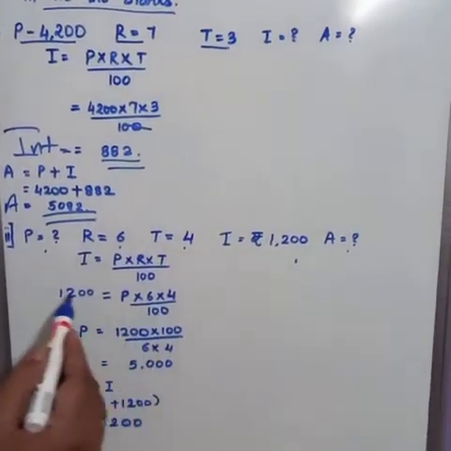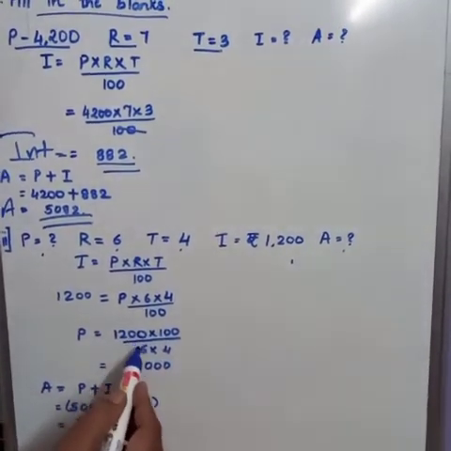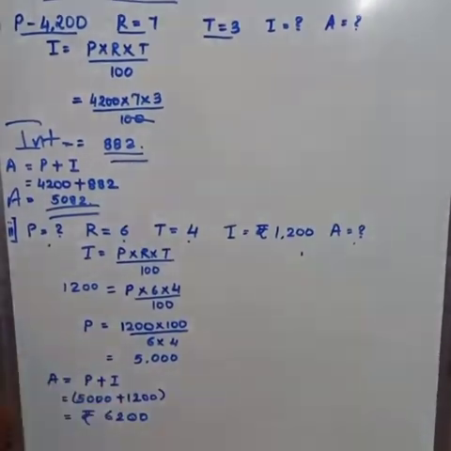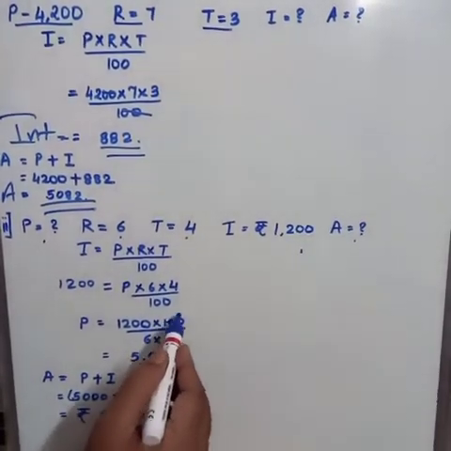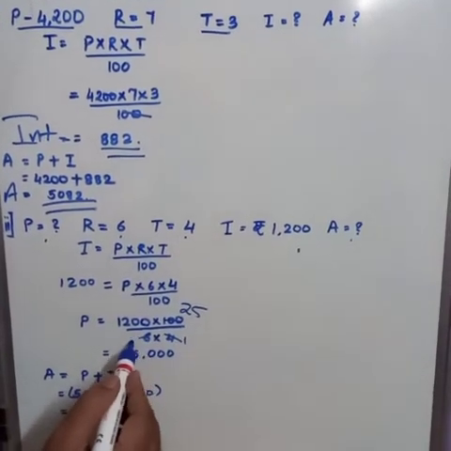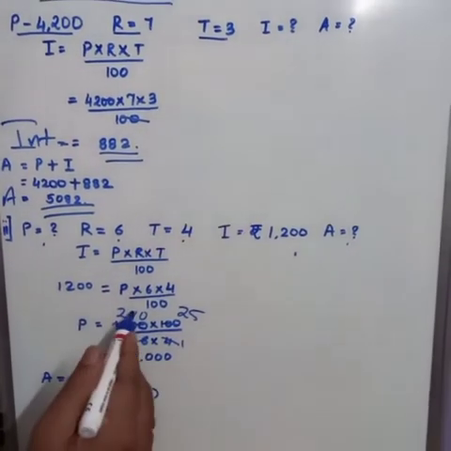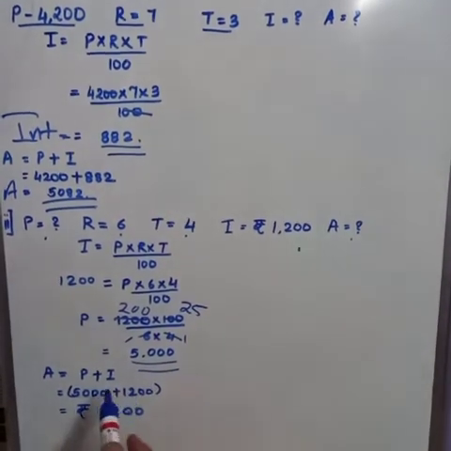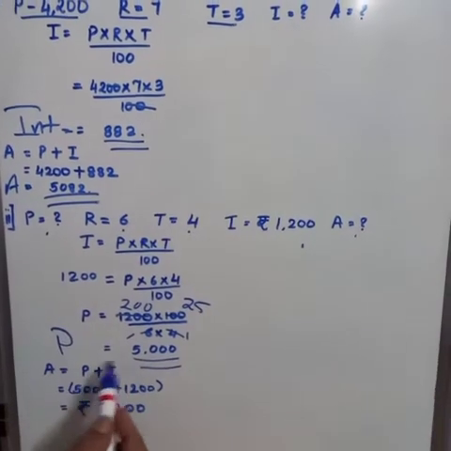Now we are taking this 100 to the left hand side. 1200 into 100 upon 6 into 4. So here 4, 25, near 1, 200. So 0, 0 and 25 into 2, 50. So 5,000. So we came to know principal is 5,000 rupees.